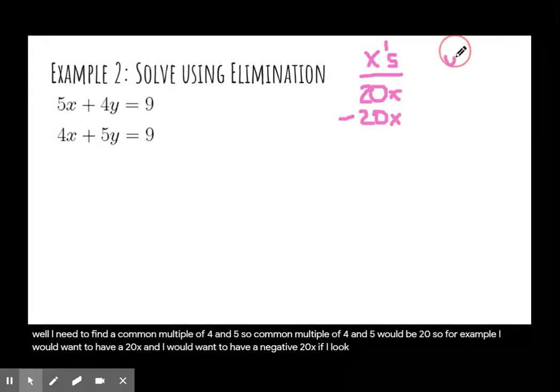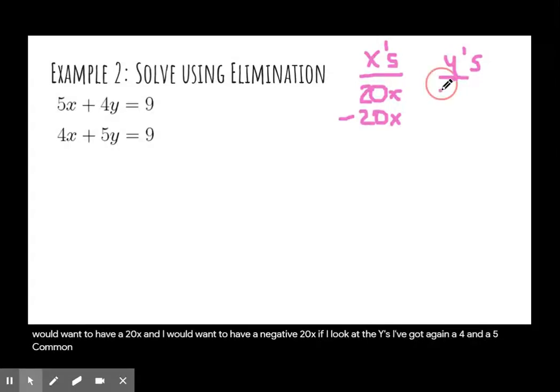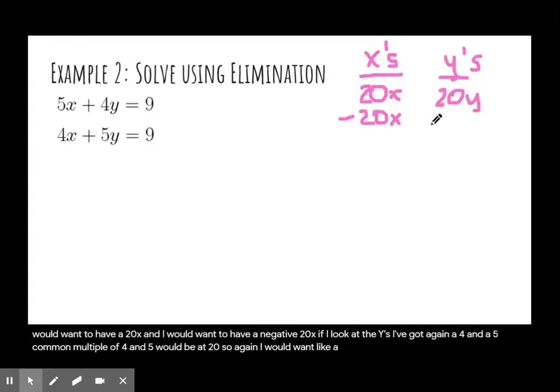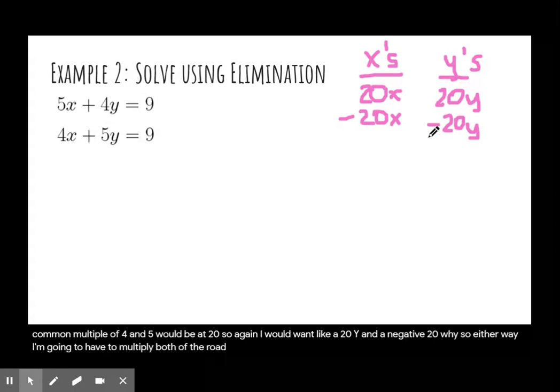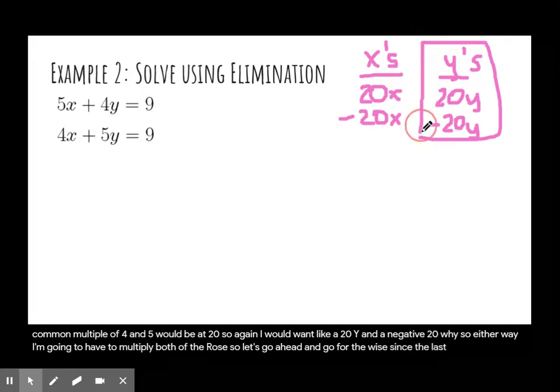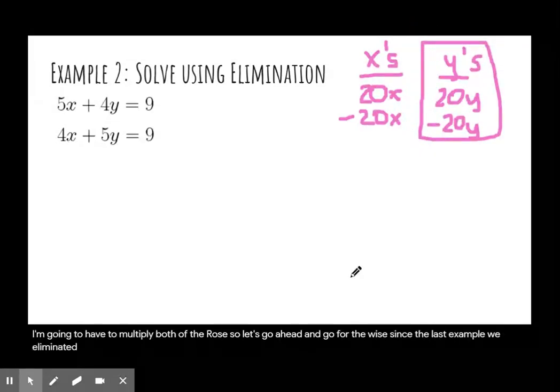If I look at the y's, I've got again a 4 and a 5. Common multiple of 4 and 5 would be a 20. So again, I would want like a 20y and a negative 20y. So either way, I'm going to have to multiply both of the rows. So let's go ahead and go for the y's, since the last example we eliminated the x's.